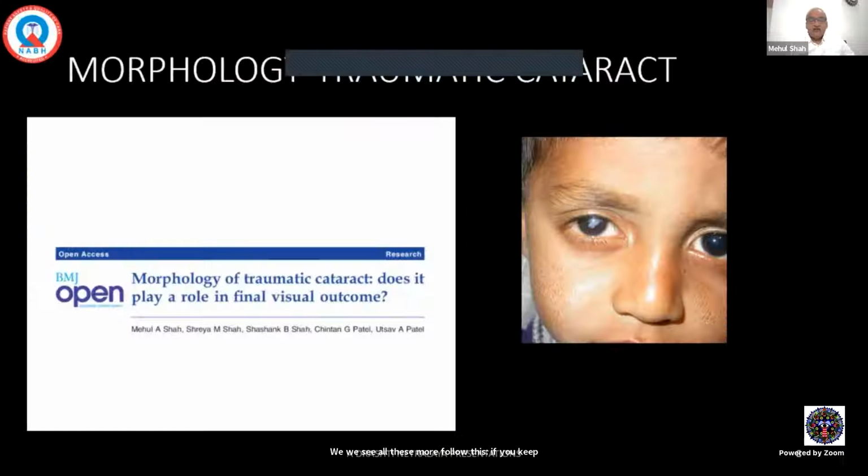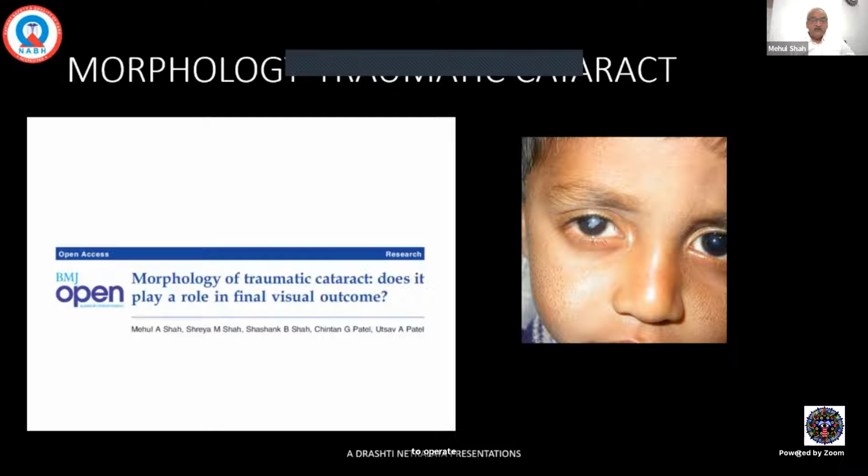We see all these morphologies, you keep seeing them every day in the OPD. But what is important is to analyze why it is so, because those morphological changes depend upon the type of injury and the time interval between injury and presentation of the patient's eye to the surgeon. That depends upon various inflammatory changes causing synechiae, and absorption of the lens material, leaving a shape which you may not like to operate.